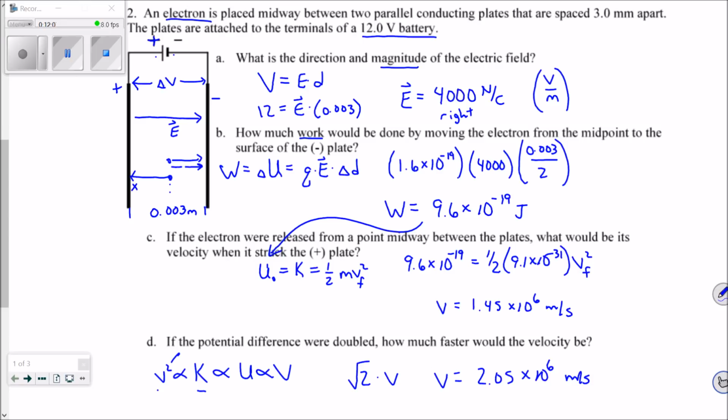Now, if looking at these relationships doesn't make a lot of sense, you can always just start over all the way back up here at A and plug in a 24. You'll get a new amount of work done, which is going to be twice the size, and then you can plug it in right here.